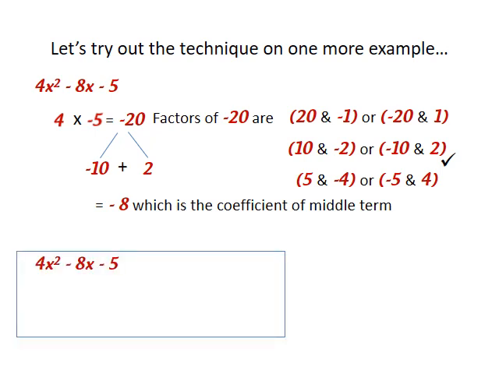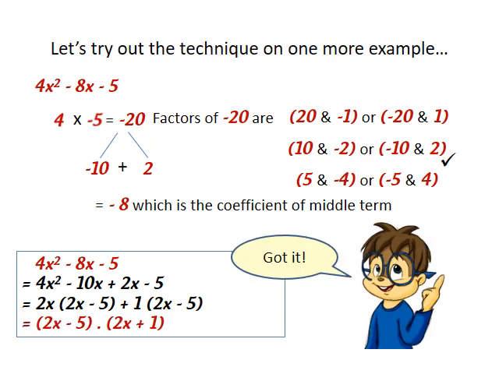Then now what do you do? You would split the minus 8x as minus 10x and plus 2x. So 4x square minus 10x is the first group and 2x minus 5 is the second group. So in the first group, what is common? 2x, leaving us with 2x minus 5, and in the second group 1 is common. And now getting the 2x minus 5 as common, we get 2x plus 1 remaining. So the factors are 2x minus 5 and 2x plus 1.